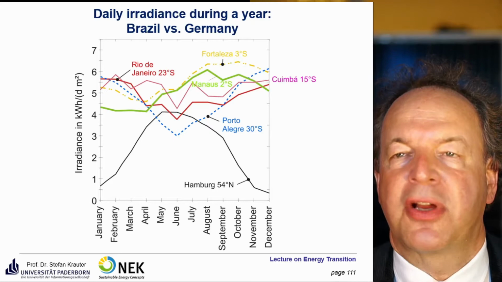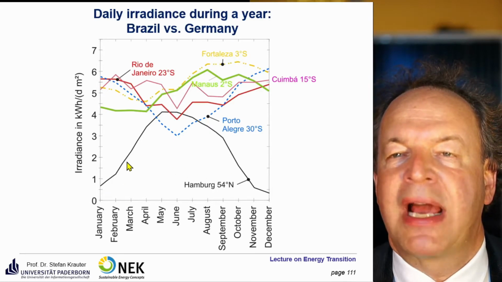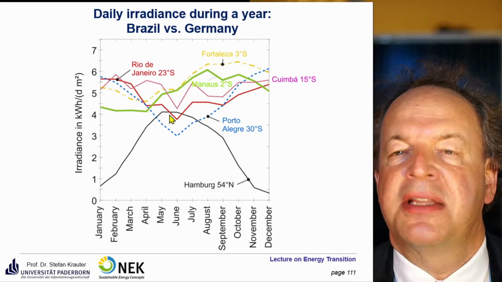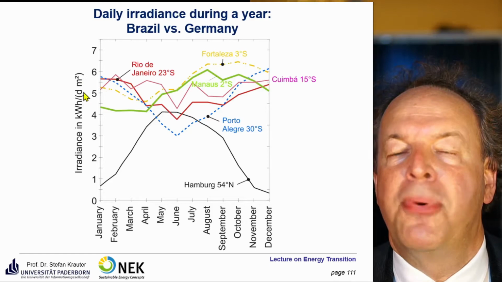This is for another location, Brazil, compared to Germany, to Hamburg. So the black line is Hamburg. This is daily irradiance in kilowatt hours per square meter per day.